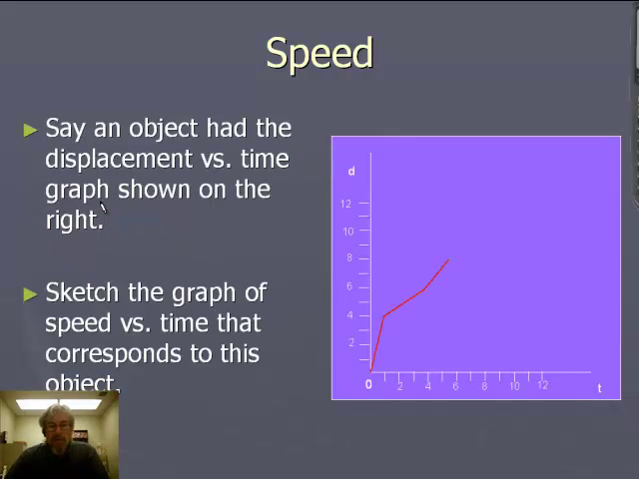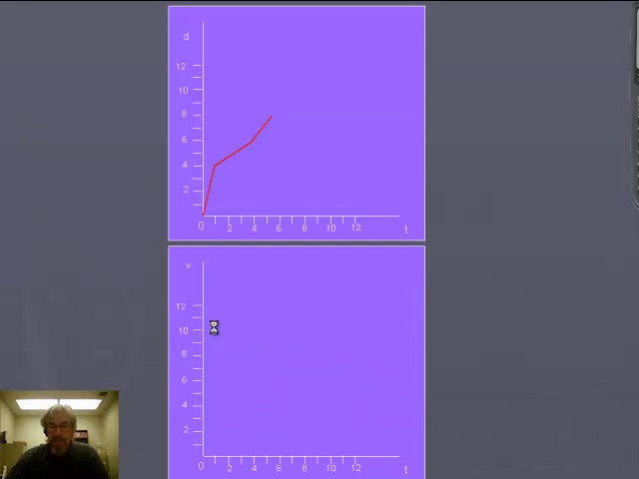Let's say this was the displacement versus time graph. So this is displacement, this is how far it's moved, versus time. And it's not a straight line anymore. There's some bends in it. This is a little more challenging, but I want you to do the same thing here that you did with the last one. Sketch a graph of speed on the y-axis versus time that corresponds to this object. Here they are, one above the other. Stop the video. Sketch this out. Take your best guess at what this is going to be like.